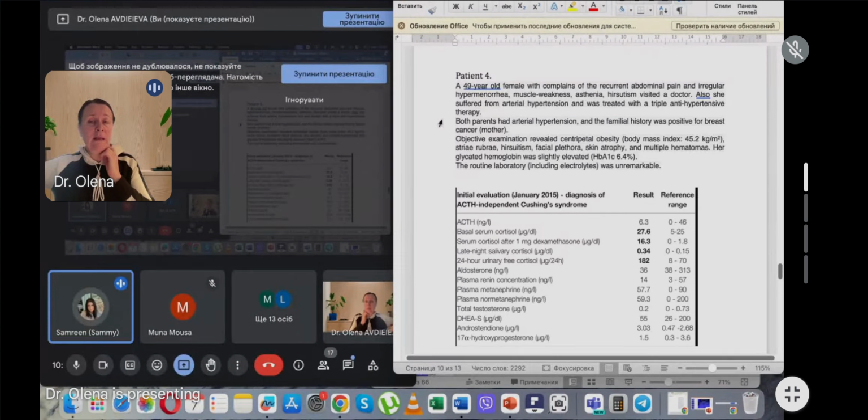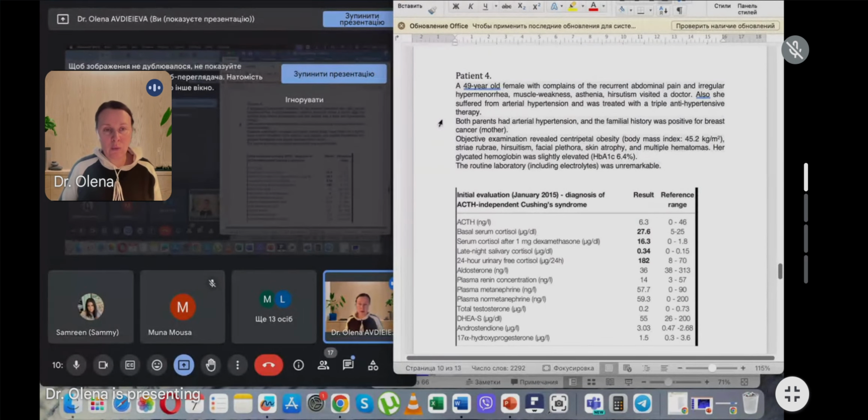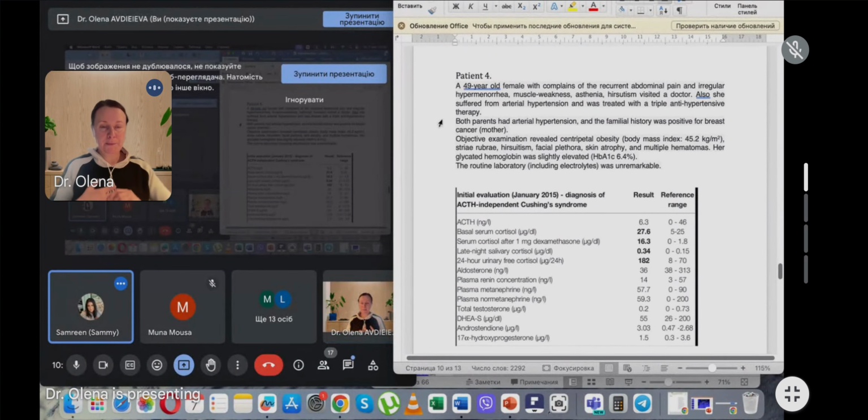Hypercorticism, yes, an increased level of definite hormones, corticosteroid hormones in her body. And corticosteroid hormones have some effects on the different functions of the body. What are these effects?